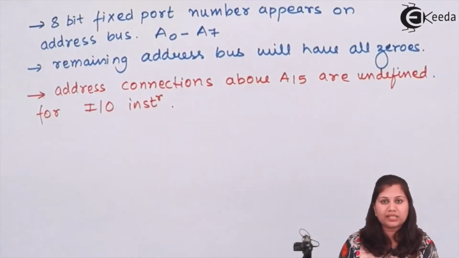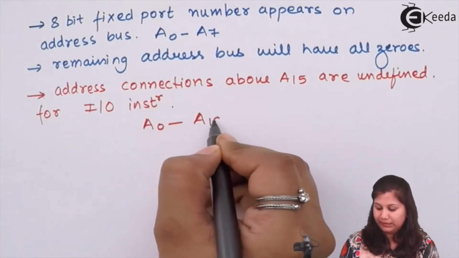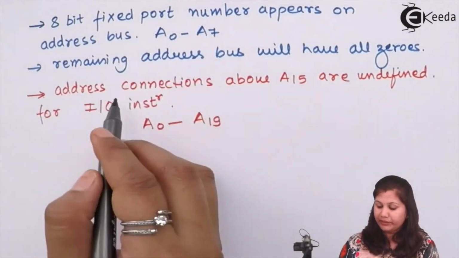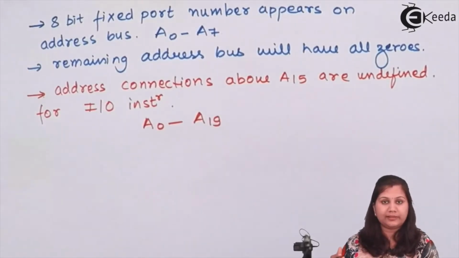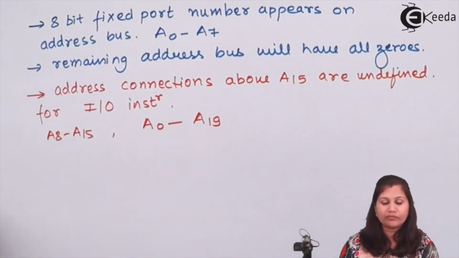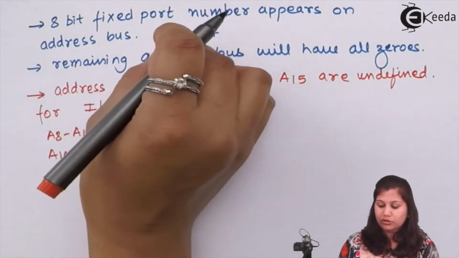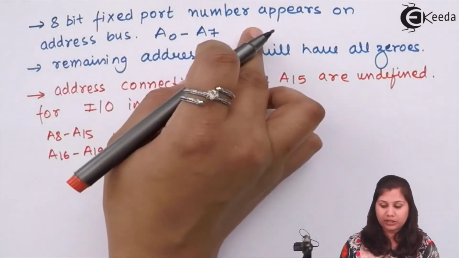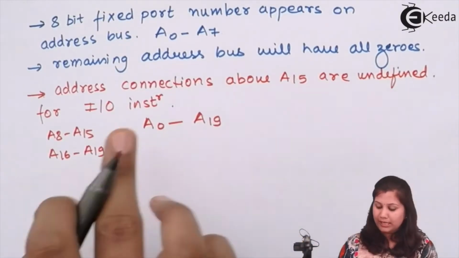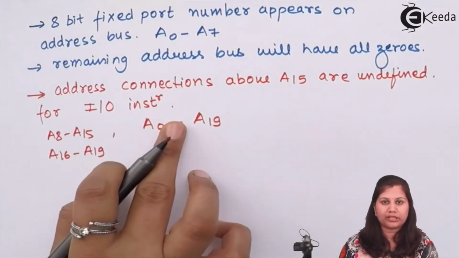Now, in the 8086 microprocessor, we have 20 address lines from A0 to A19. Only A0 to A7 are used for the 8-bit port address. A0 to A7 are used for the 8-bit port numbers. The remaining address lines A8 to A15 are made 0, and above A15 all the address lines are undefined for the input output instructions.